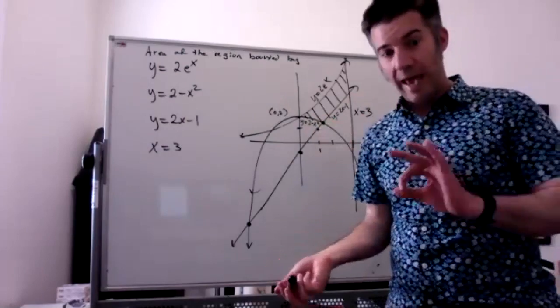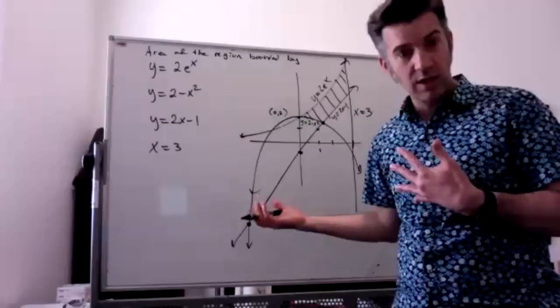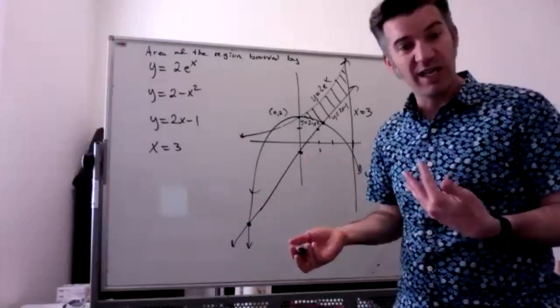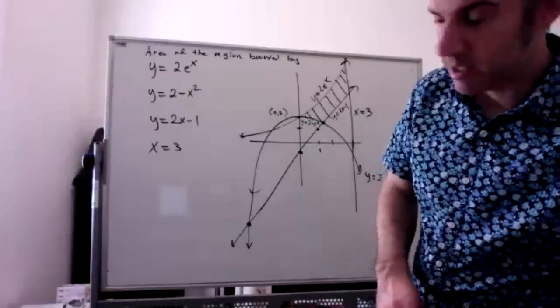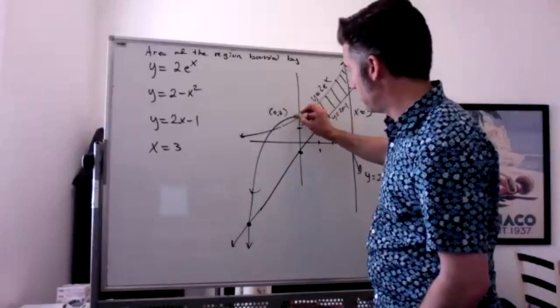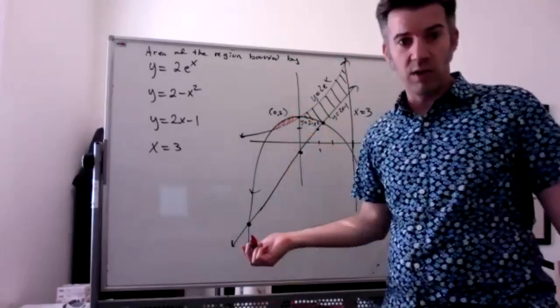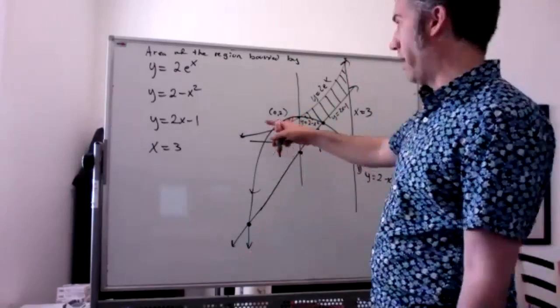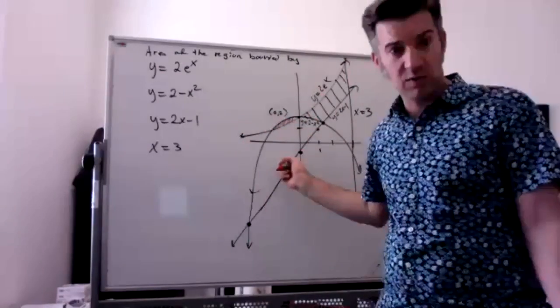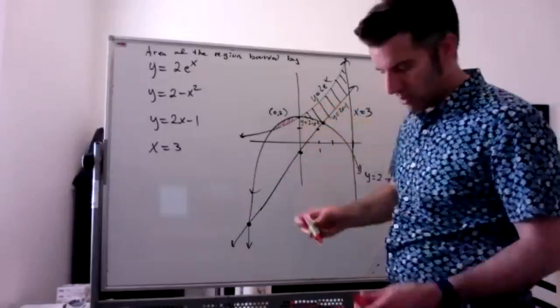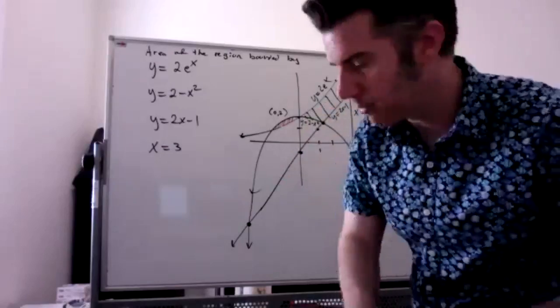So you have to be extra careful when there's a lot of functions to figure out what your region actually is, because there's a lot of other things that get enclosed, right? This area in red here, not what we want. That's the region bounded just by y equals 2e to the x and y equals 2 minus x squared. Similarly, this region here, which I will color in blue, sure, why not?